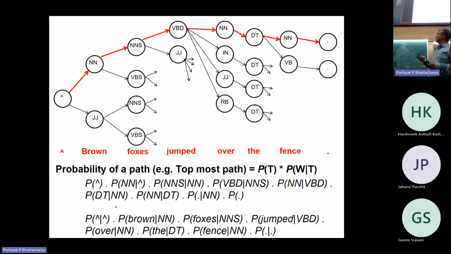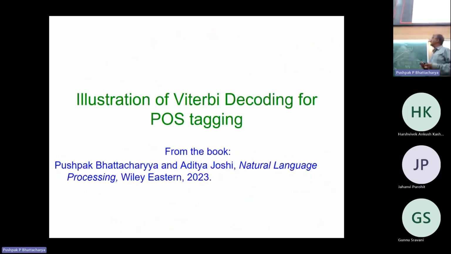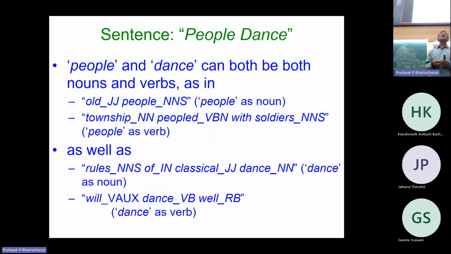Let's illustrate the Viterbi decoding for part-of-speech tagging. This example is from our book, which came out in 2023. Let me illustrate this with a very simple sentence: People dance. That's all. And what kind of ambiguity are we talking about here? People and dance can both be noun and verb.